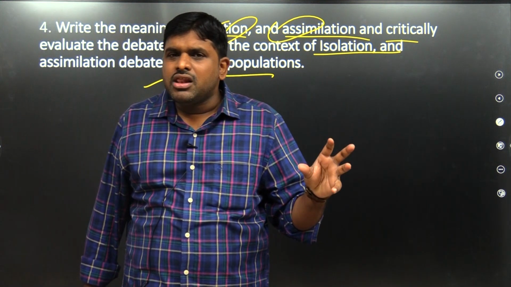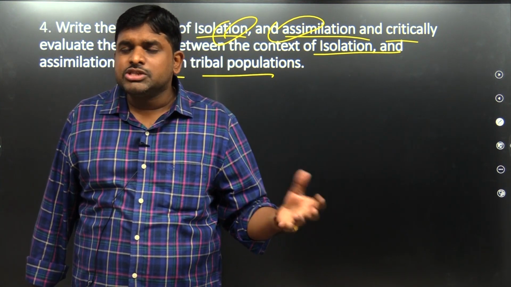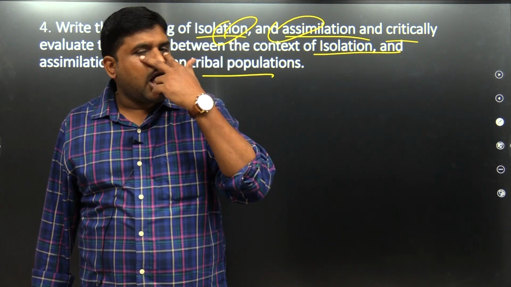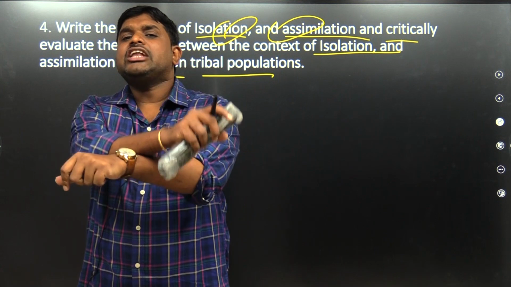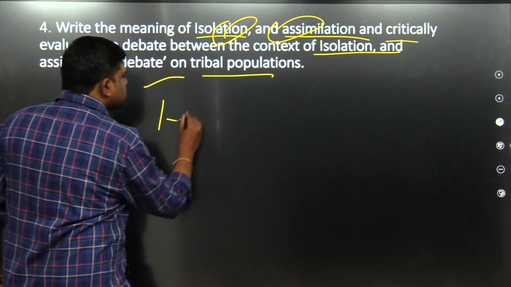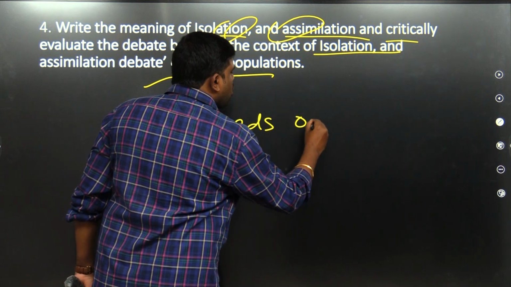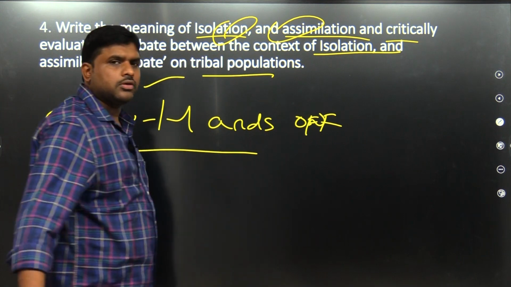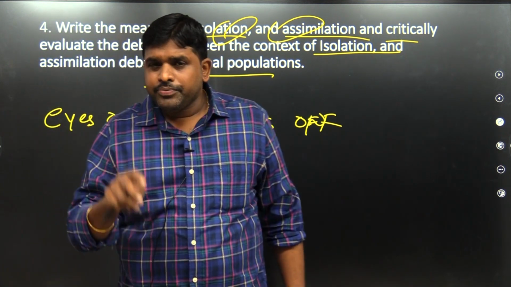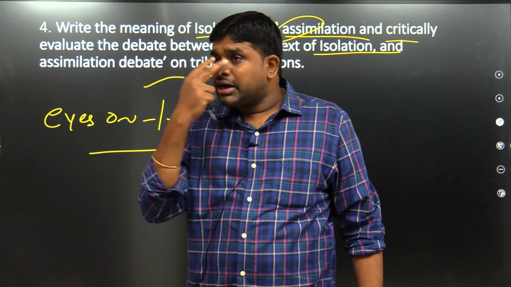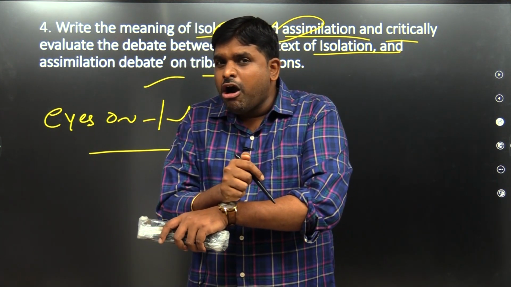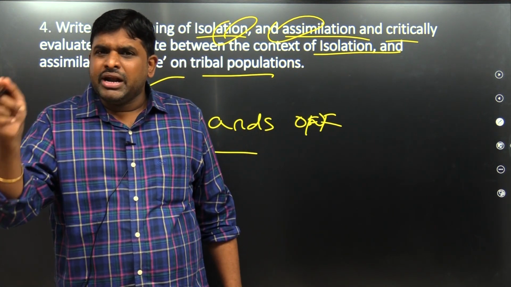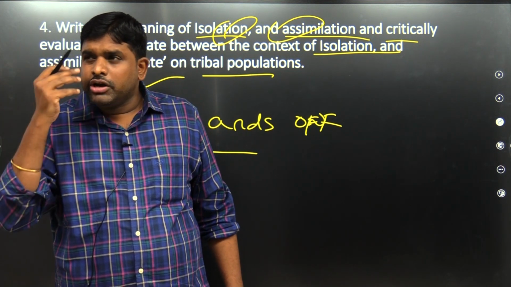If the tribes are vulnerable, like Sentinelese tribal communities, we have to take the approach of isolationism, an approach called hands off, eyes on. Eyes on means we have to look at them, the isolated Sentinelese, but our hands should be off. We should not go there, but we have to watch how they are living, and whether any epidemic or endemic disease is there in that particular tribal community.